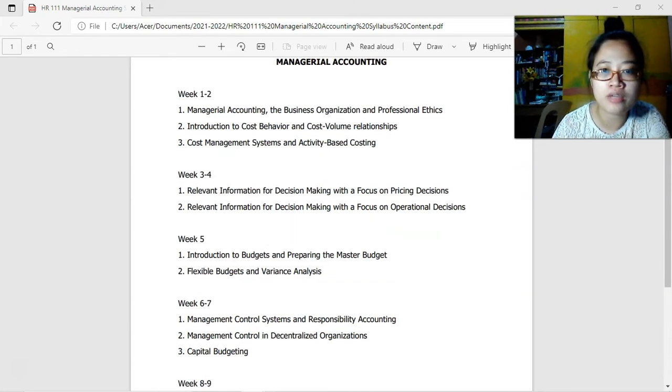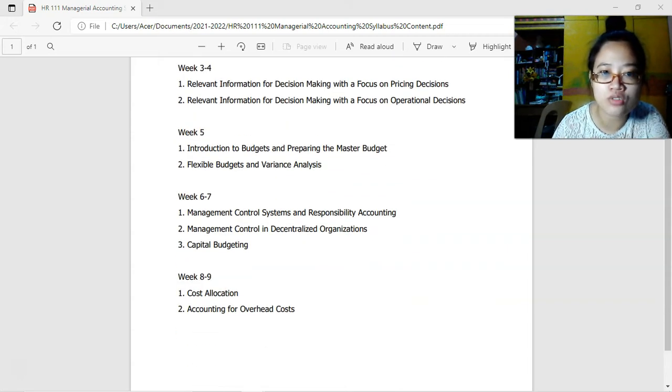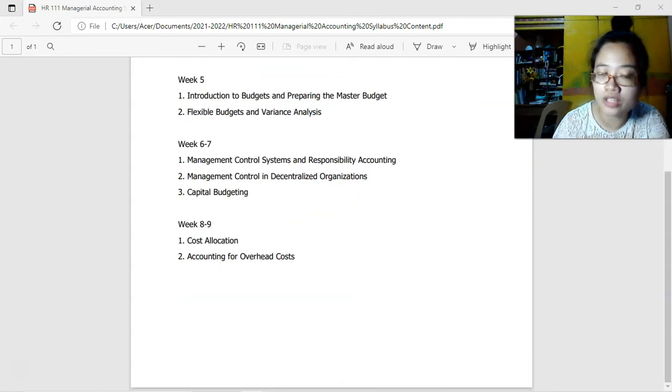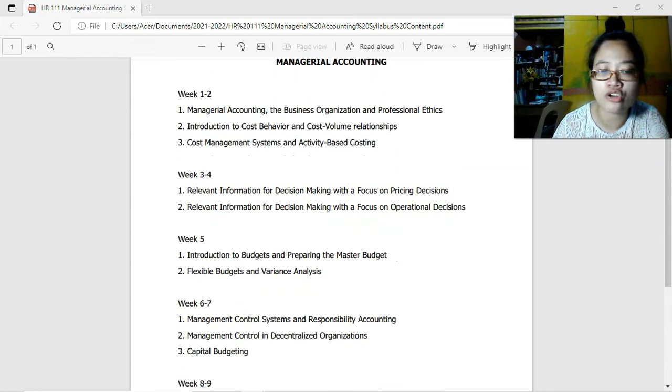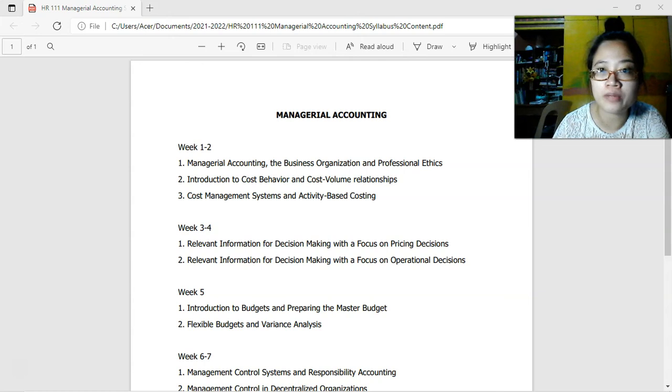Okay? And then week 5, introduction to budgets and preparing the master budget. Tapos flexible budgets and variance analysis, i-discuss din natin. Week 6 to 7, management control systems and responsibility accounting. Tapos yung management control in decentralized organizations, yung kapag pinabayaan kayo ng management to make your own decisions, how do you make yourself accountable. Tapos you have your capital budgeting. Tapos yung last, week 8 to 9, ito na yung computations, cost allocation, and accounting for overhead costs. Normally under to nung mga cost management systems and activity-based costing. Okay? So, yun lang yung mga content or mga topics na i-discuss natin under the subject managerial accounting.